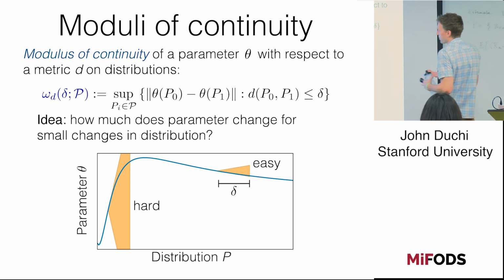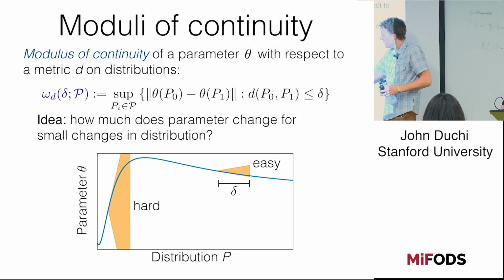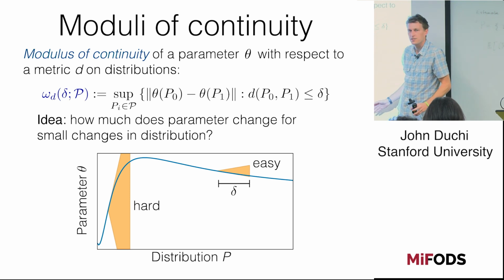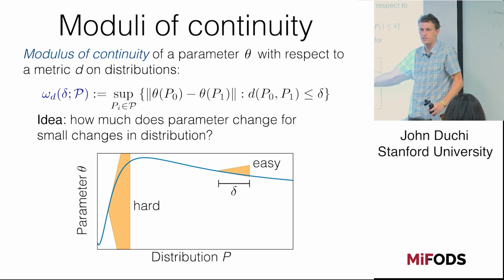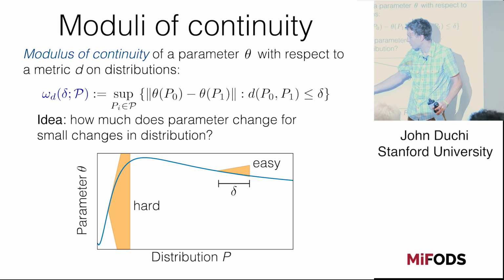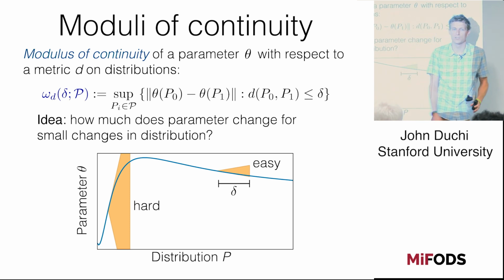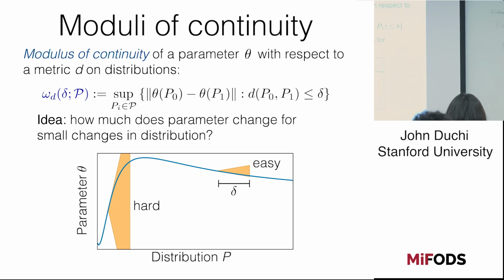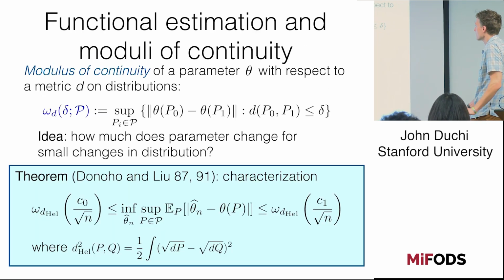So this is kind of the picture. If this is delta, here's your parameter on the vertical axis. Here's distributional changes on this axis. If the slope of this is small, it's easy to estimate. You can't change much even if your distributions are different. Over here, your parameter changes wildly even for small changes in distribution. Hard to estimate. Okay?